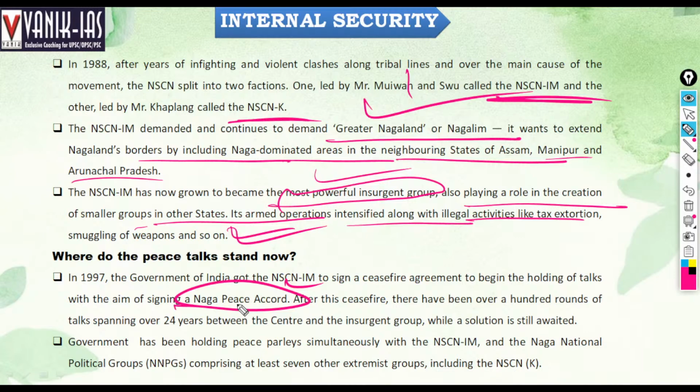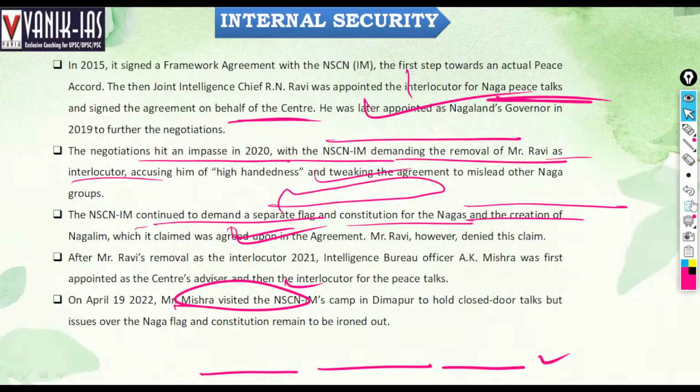The government is holding peace parleys simultaneously with NSCN-IM and the Naga National Political Groups, comprising at least 7 extremist groups, including NSCN-K. That means the government is holding talks with all the 7 extremist groups as well as the NSCN-K Khaplang group to ensure peace and tranquility in the Northeast.